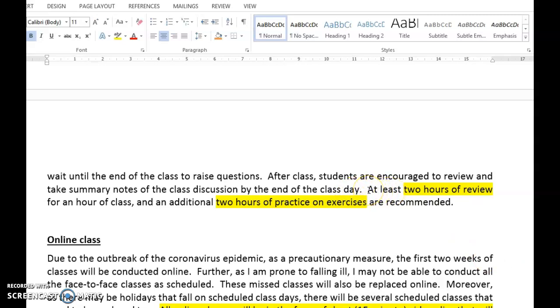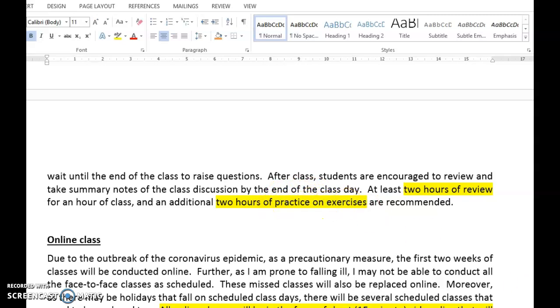That is an average ratio. For an average student, you need to do 2 hours of work for 1 hour of class. Our classes are all 1.5 hours. So every 1.5 hour class, you need to put in 3 hours of review and 3 hours of practice, meaning problem solving or doing exercises.